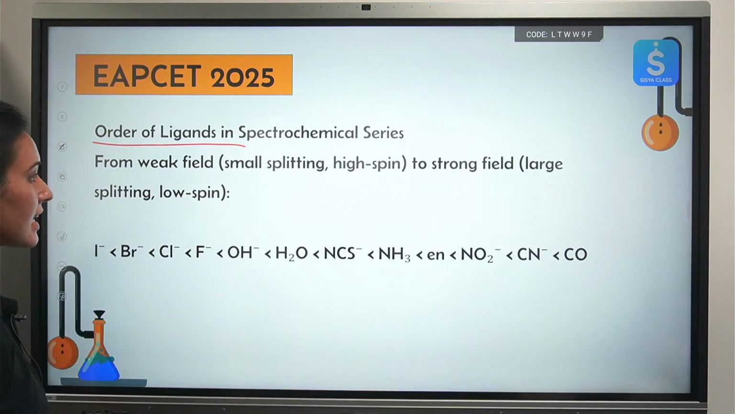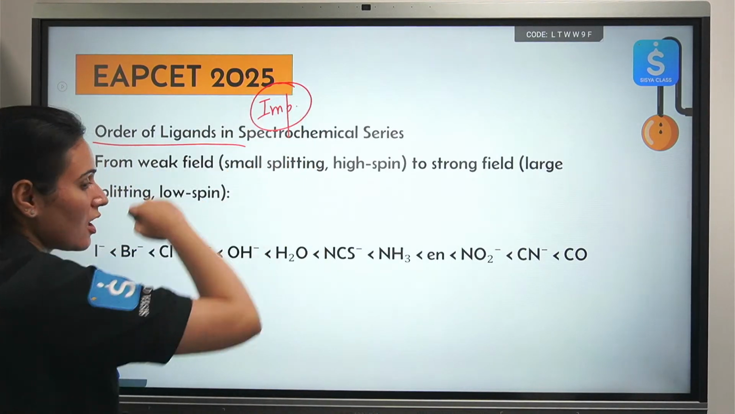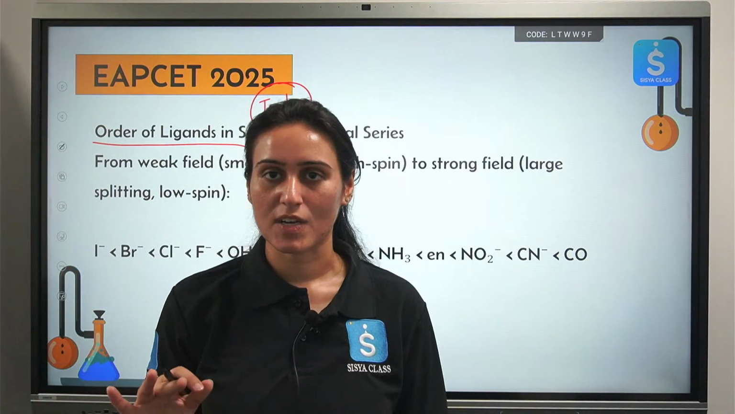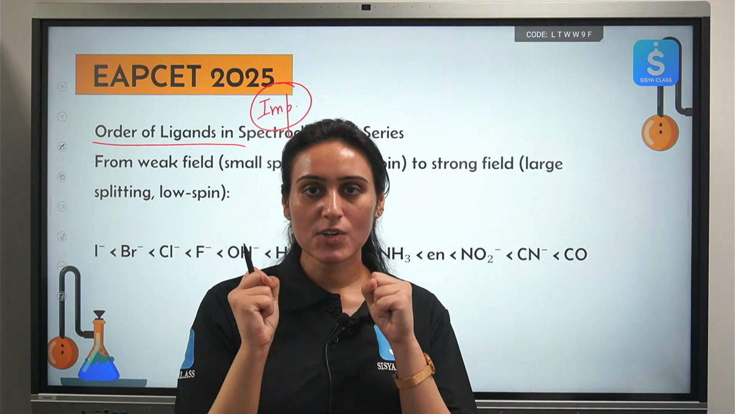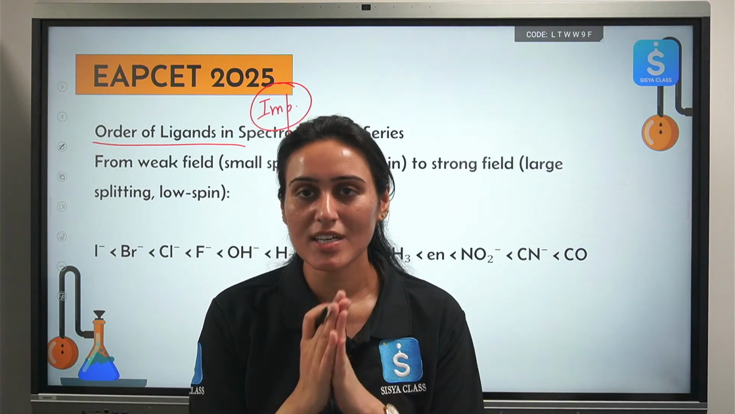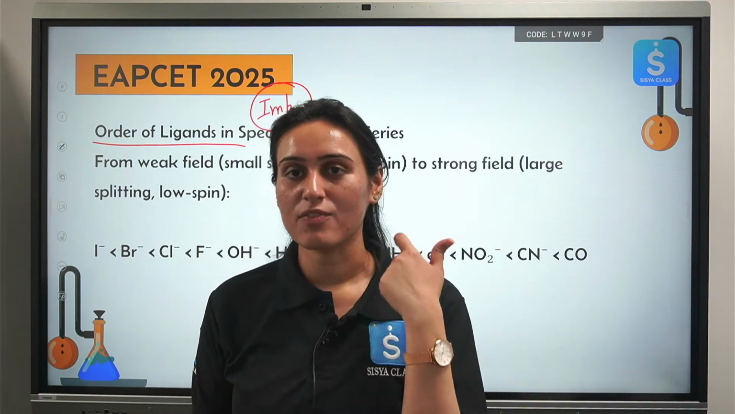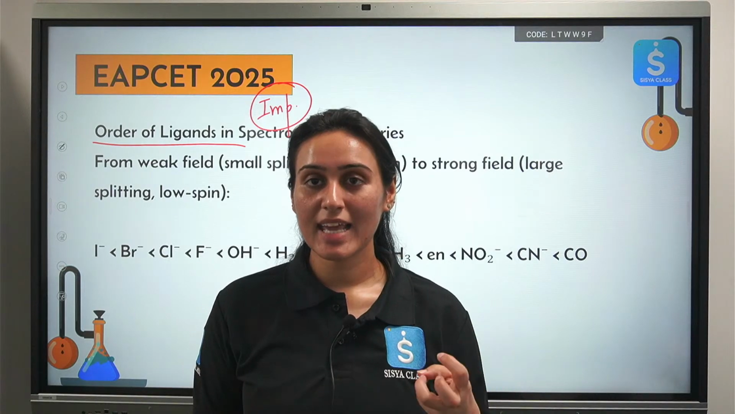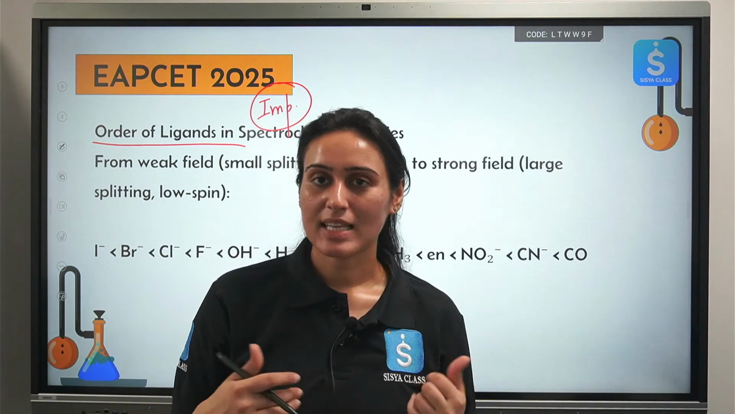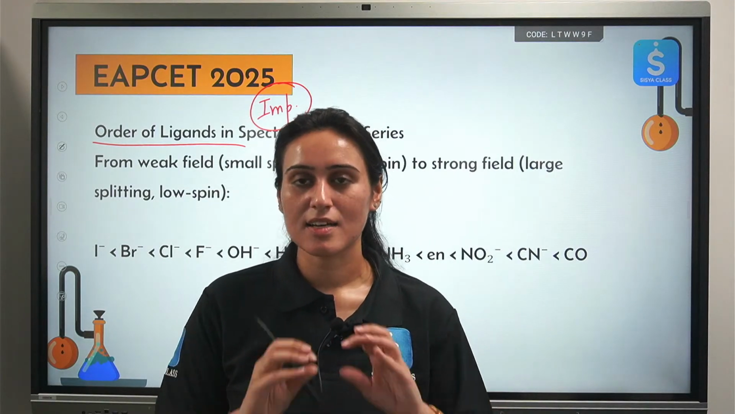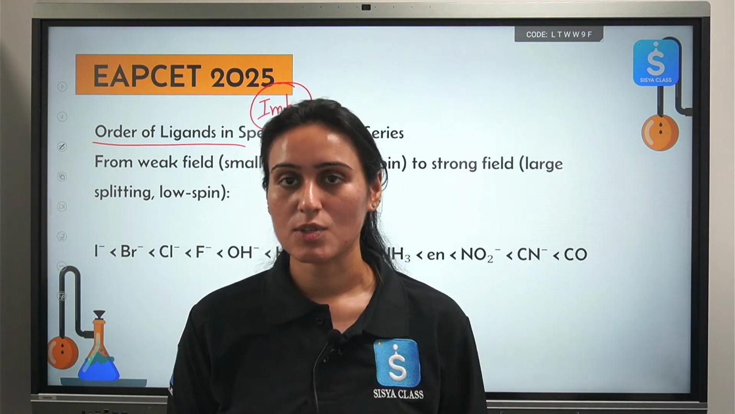Order of strength of the ligand. This is very, very important. You will solve multiple questions based on it. Okay, so what do we mean by spectrochemical series? In the spectrochemical series, we arrange the different ligands based on their strength. Okay, so you can have strong field ligands, you can have weak field ligands. Strong field ligands have the tendency to pair the electrons. On the other hand, your weak field ligands will keep the electrons unpaired. Based on that, your hybridization comes out to be different.